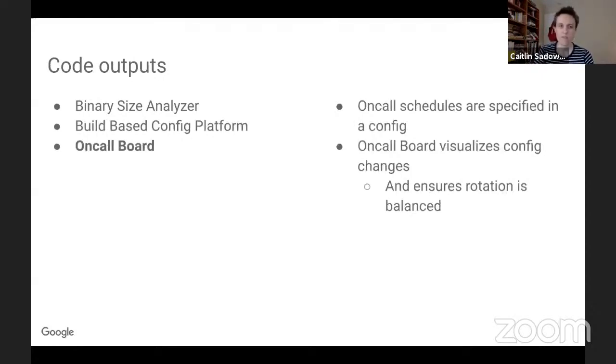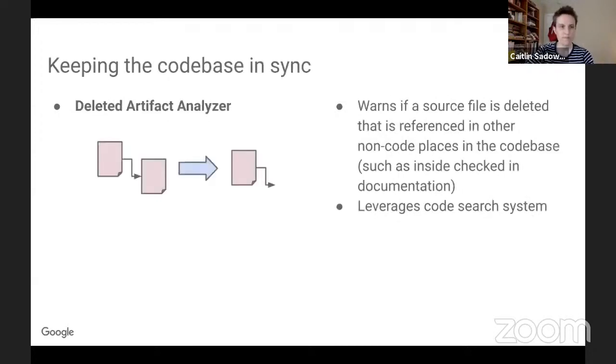Another example of something you may not think about as an output is an analyzer we call on-call board. This is analyzing the configuration for an on-call rotation. On-call schedules are specified in a config file at Google. When you change that file, on-call board visualizes the config changes and ensures that the rotation is balanced, so that you're not accidentally increasing the number of weeks that someone is on call too much.